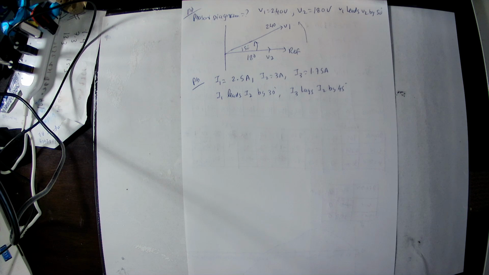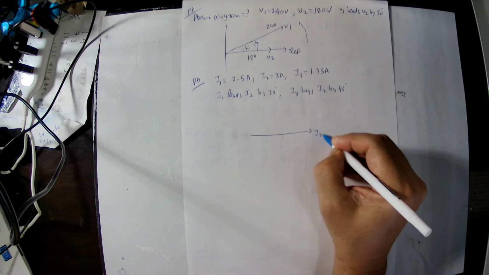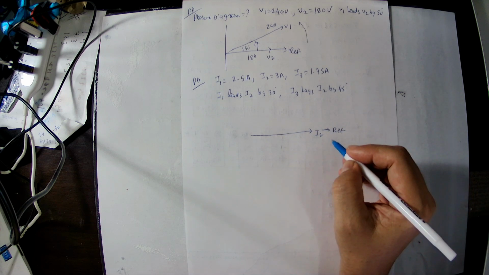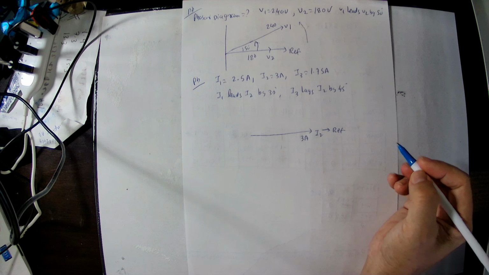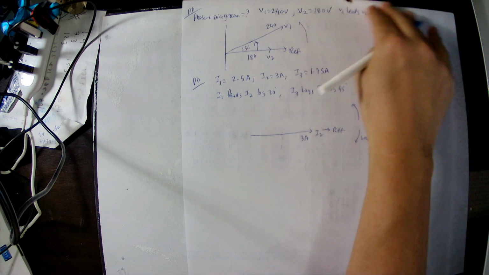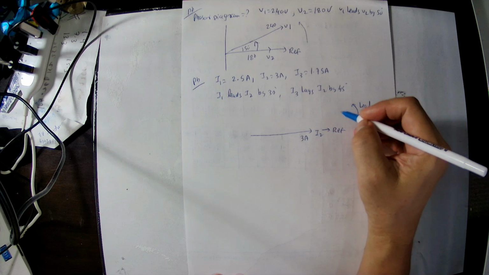In this case, I1 leads I2 and I3 lags I2, so we can take I2 as the reference. The horizontal line is the I2 reference. So the I2 value is 3 ampere. This way is leading, and here is lagging. So I1 leads the I2 by 30 degree. So this is the 30 degree.